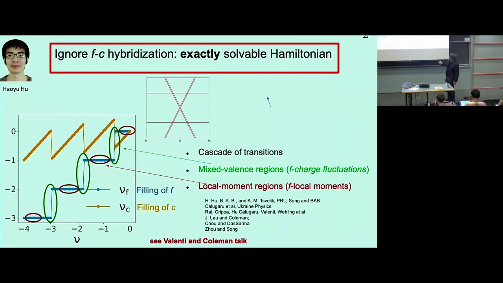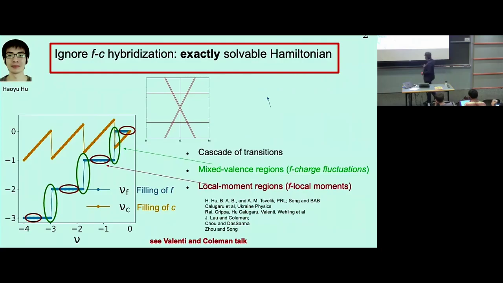You see, this is the small bandwidth of the Bistritzer-MacDonald model, and you're going to fill the C electrons. This is this line here, and as you go towards the Hubbard band, at some point you're going to have a reorganization, because the chemical potential, as you fill, goes here, and then it becomes energetically favorable to fill the F electrons at the next filling. So basically, we have two regimes, and this sequence goes in and out. You have the regime at integer fillings, which is the local moment region, and the regime of mixed valence, which is the charge fluctuation between the F and the C electrons.